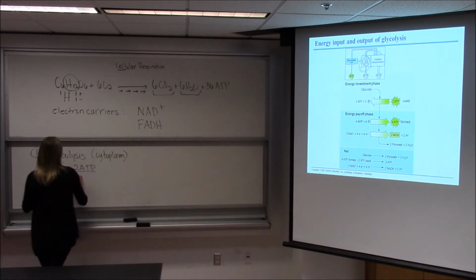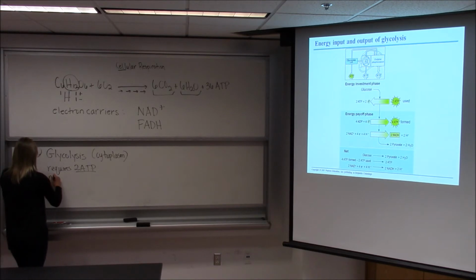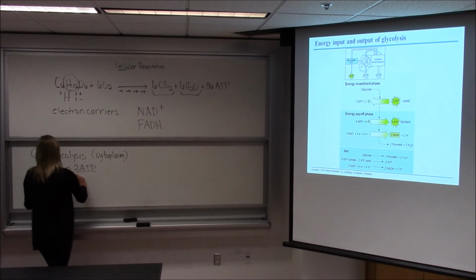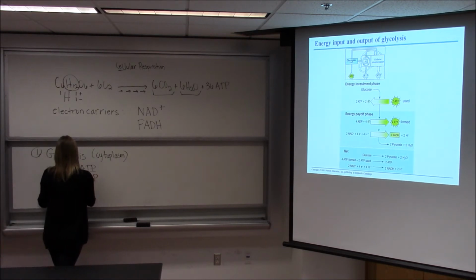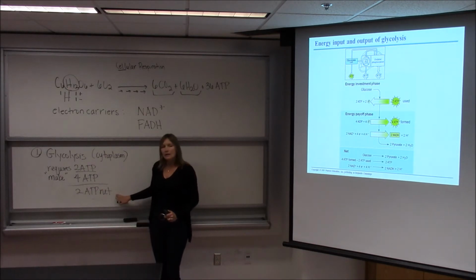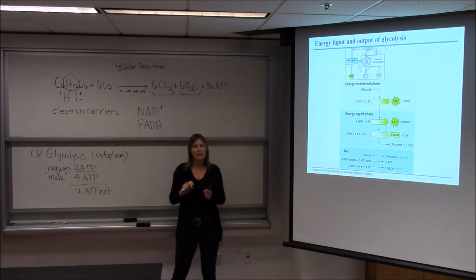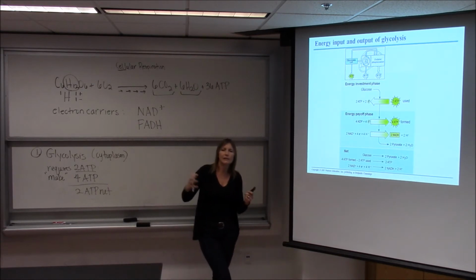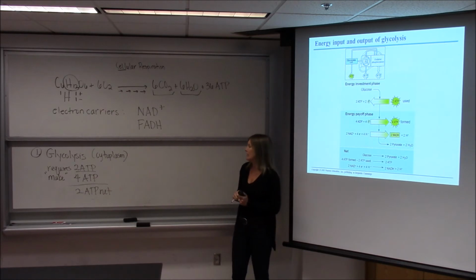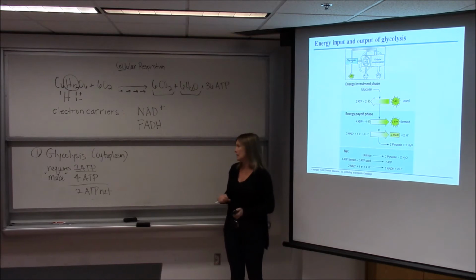It requires 2 ATP to get started, but we're going to "make" 4 ATP, with make in quotes. So we end up with 2 ATP net being generated through glycolysis. I talked in the last lecture about energy and how we don't really make ATP. We don't start from scratch and put all these atoms together to make ATP. Instead, what we're doing is rephosphorylating ADP.